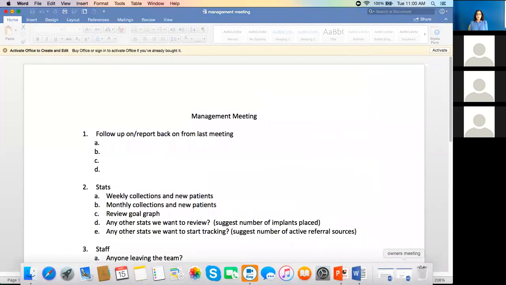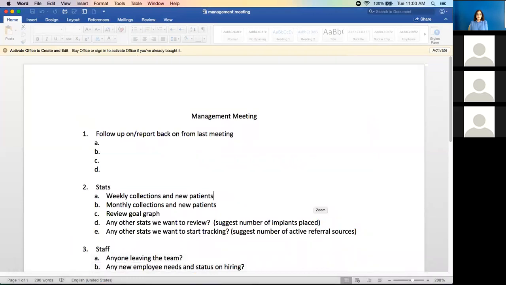On the management meeting, there is some information in the office manager job description that is a narrative and more of a descriptive element having to do with the management meeting. But for this one, we're providing you with just an agenda, right? Here are steps for you following up on reporting back what you went over at the last meeting and any coordination that needs to be done on that.